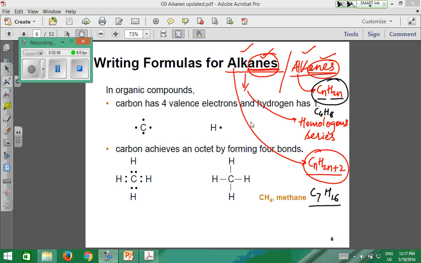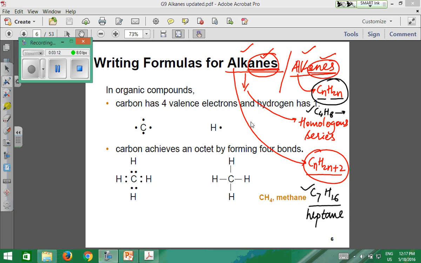This is the member. The formula is this, the molecular formula. This one is called butene. This one is called heptane. The name is heptane. This is all I am going to discuss in this chapter.